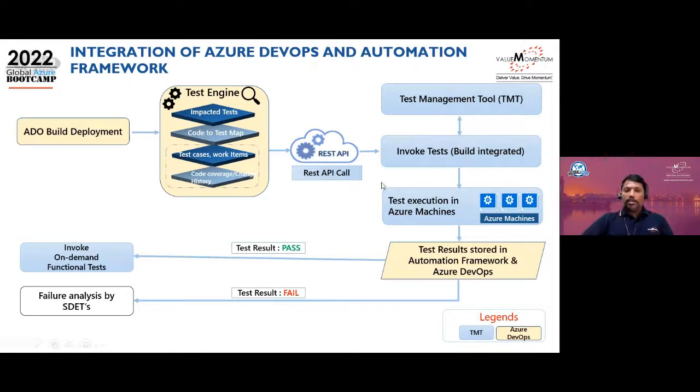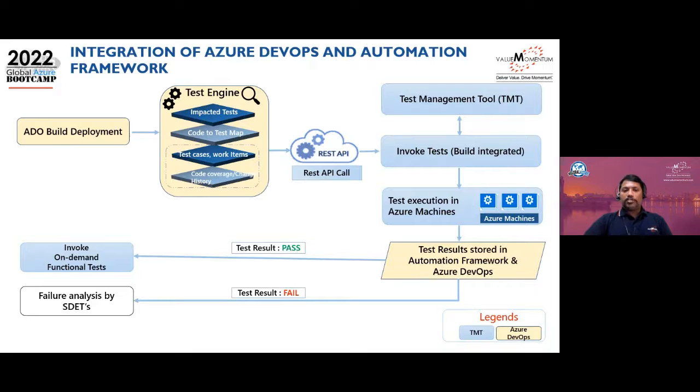So here, using a REST API call, the test suite will be invoked and the test cases will be triggered. But here the test cases can be of UI, web UI, or API, or Cosmos DB, or APIs, anything. So based on the type of test case, it will be triggered in Azure virtual machines because Azure is already integrated with ASB, Azure Service Bus, Cosmos database, SQL database, everything. So that's how it is on the integration of Azure DevOps and automation.